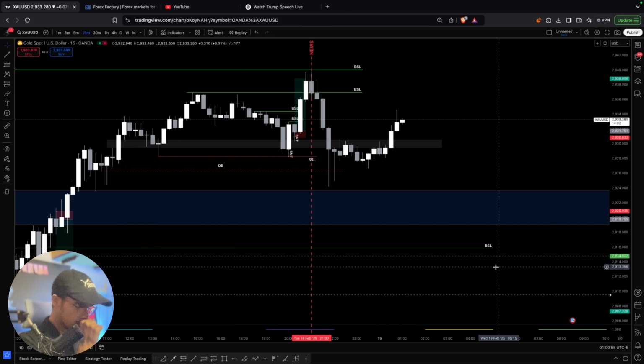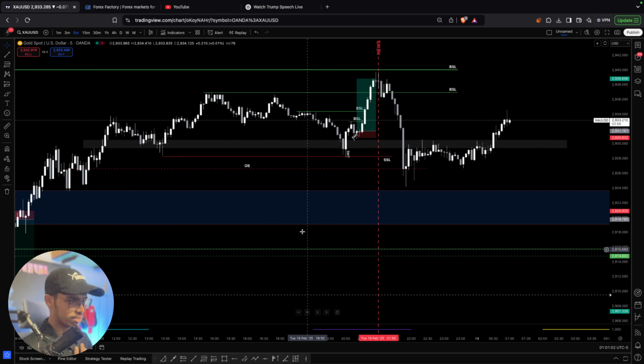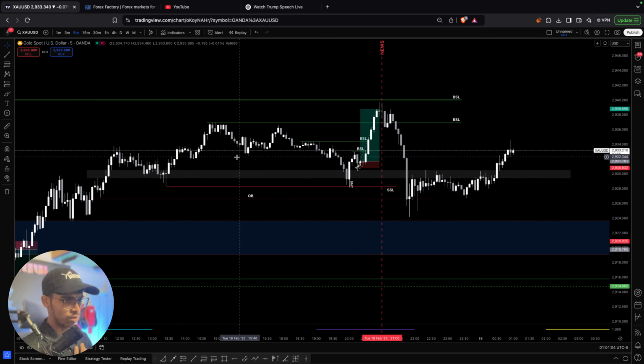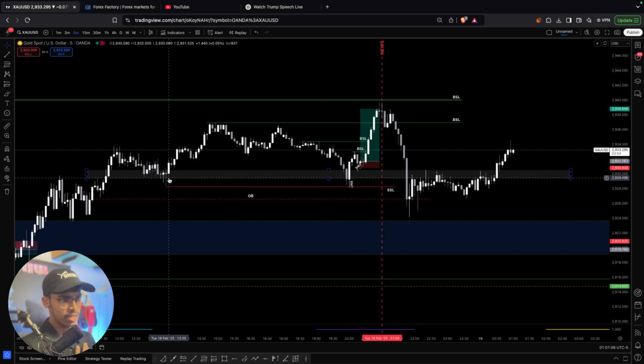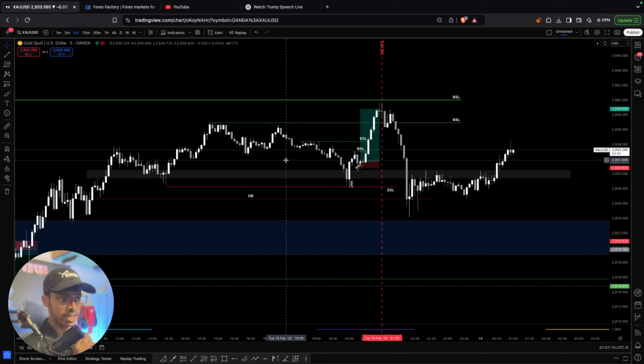So let's go on a 5-minute time frame. This is the Asian session. I saw that there is a low, there is a low, and there is a low. Right now, my daily bias was what? It was bullish. So buy side liquidity should be generated.